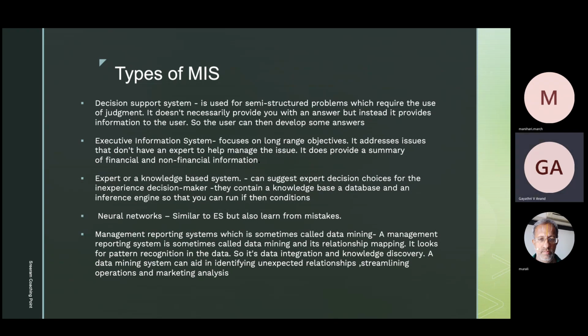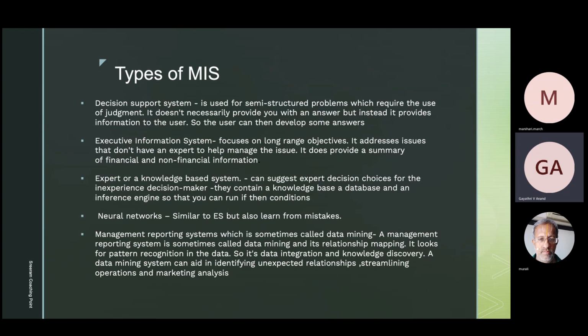So when they do data mining, the common keyword that you need to know is pattern recognition. Now the word pattern, wherever you see in a question that has data mining, that will be the answer. Now if they ask you in a data warehouse, how can I do data mining? One is analyzing the patterns. If one of the options is there, you will have to choose that. So a management reporting system is sometimes called data mining and it's relationship mapping. It looks for pattern recognition in the data. So it's data integration and knowledge discovery.